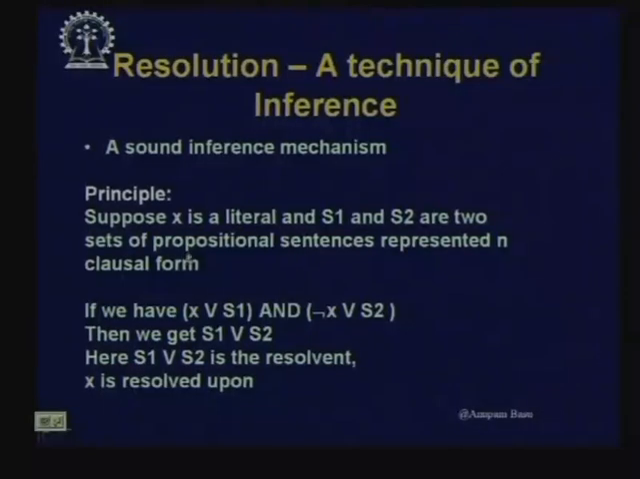But a clause is a disjunction of literals. So, suppose X is a literal and S1 and S2 are two sets of propositional sentences which we have represented in the clausal form. If we have X or S1 and not X or S2, then we get S1 or S2. This is a revisit; we have already shown the same slides while discussing the propositional calculus. Here, X or not X will always be true, so that part will vanish, and it comes to S1 or S2. This entire thing is called the resolvent. That means these two we have resolved in order to get this, and X has been resolved upon.